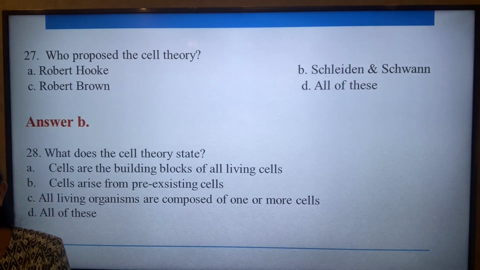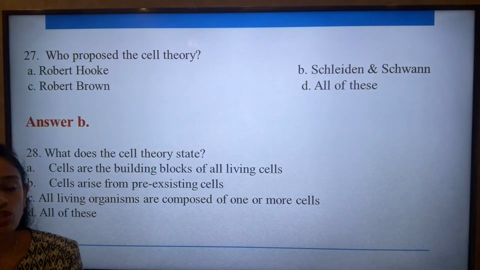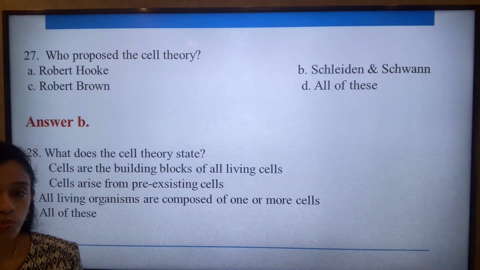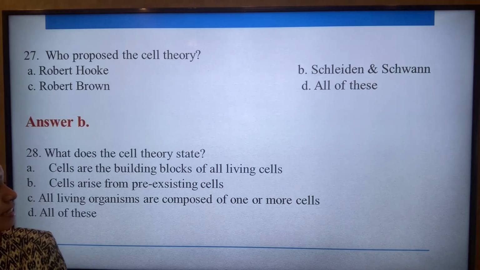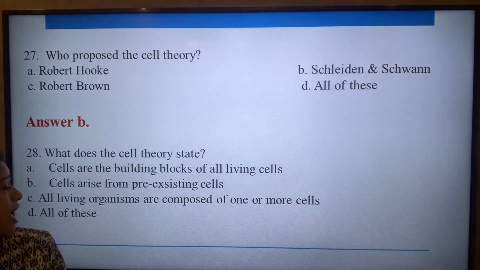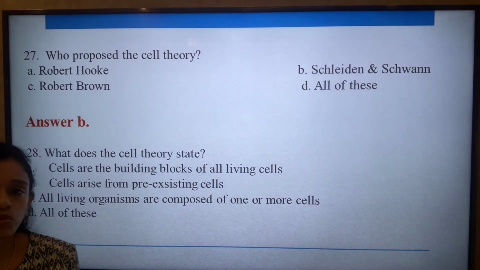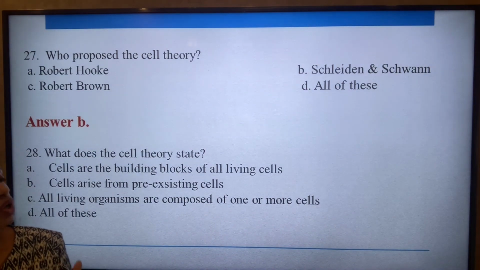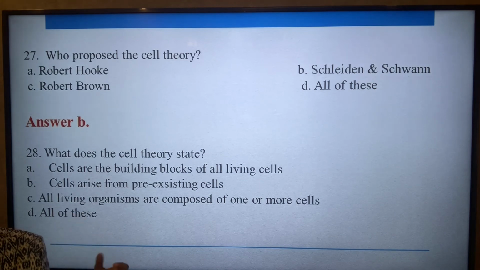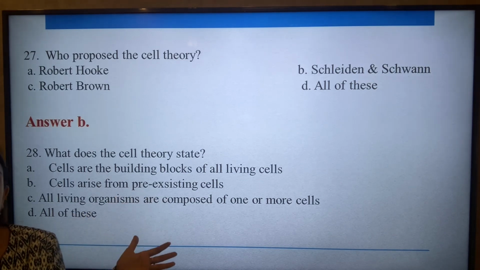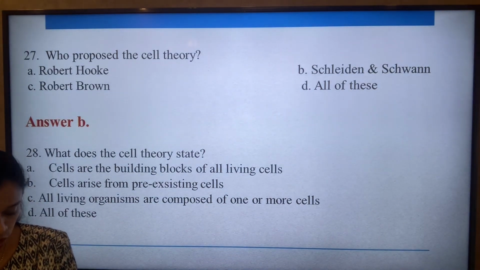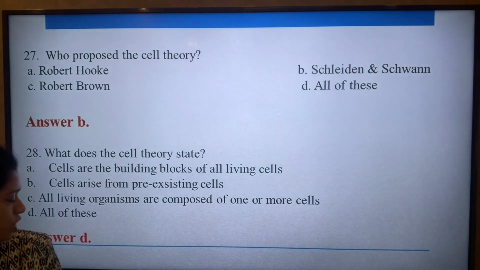Next question, what does the cell theory state? So what are the postulates of the cell theory, or what did Schleiden and Schwann mention in their cell theory? Cells are the building blocks of all living organisms. Cells arise from pre-existing cells, and all living organisms are composed of one or more cells. So all these three are the postulates of the cell theory. So the correct answer is all of these. All these three statements sum up together to form the cell theory, which was given by Schleiden and Schwann. So the correct answer is option D.